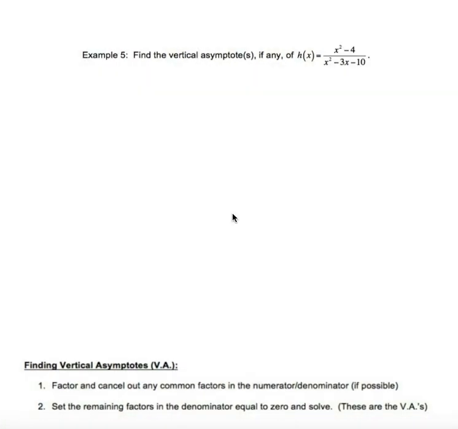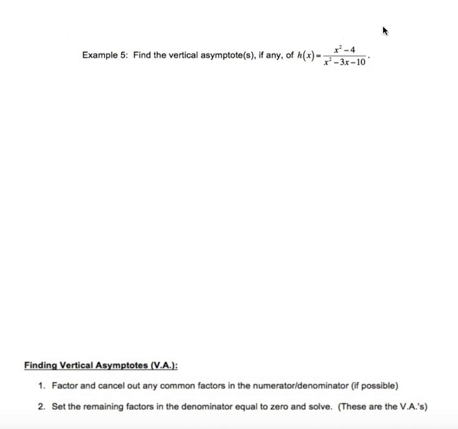Example 5. Find the vertical asymptotes, if any, of the function h of x is equal to x squared minus 4 divided by x squared minus 3x minus 10. Again, the steps are at the bottom as a reminder. Step 1 is to factor the numerator and the denominator.